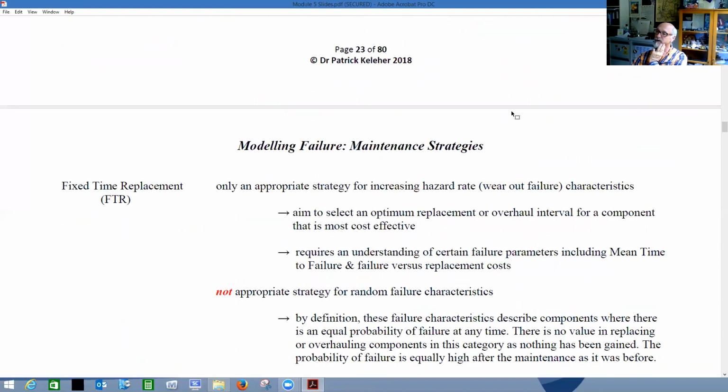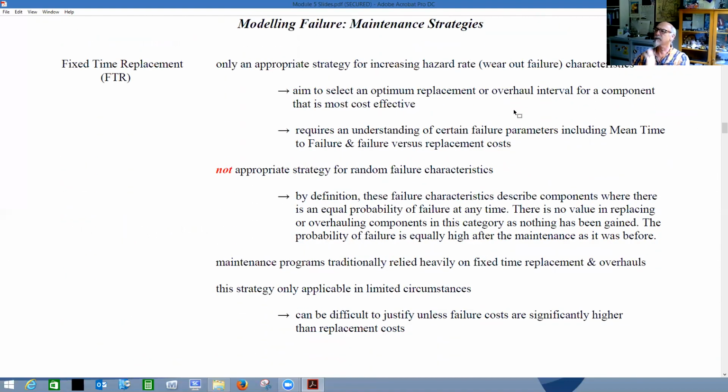conditions or situations. The fixed time replacement is only an appropriate strategy for increasing the hazard rate, the wear out failure characteristic. It aims to select an optimum replacement or overhaul interval for a component that is most cost effective. So in other words, if you know your air filters and your working conditions for your specific site, for argument's sake, it's every 10,000 hours, fantastic. So then you can schedule to that.